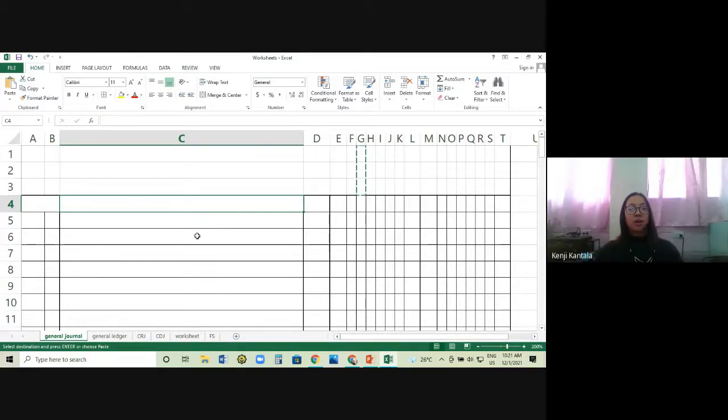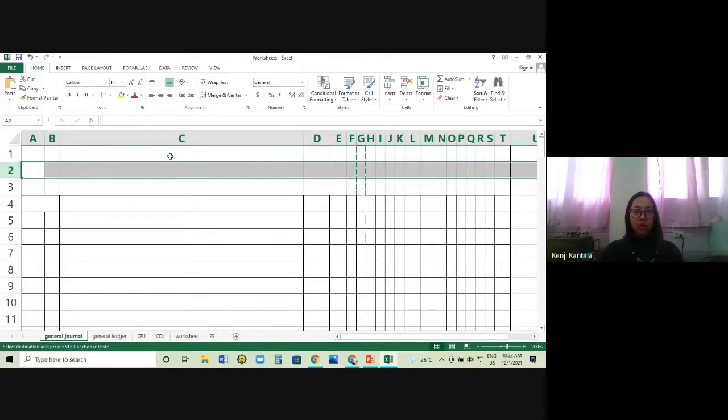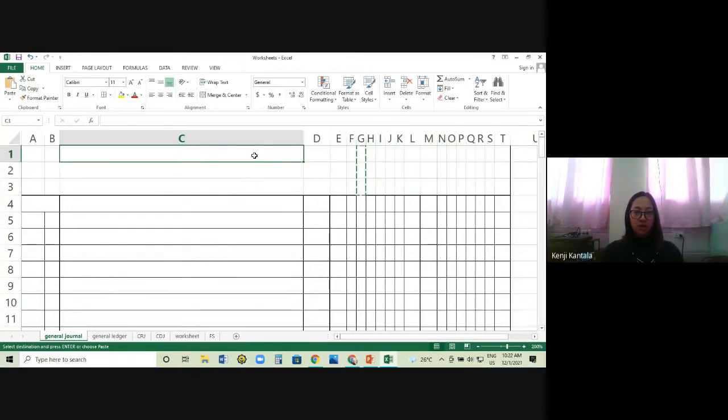Thank you. Okay, sige. So, dito, there are 3 vacant rows sa topmost part ng ating journal. So, the first row here, the highlighted one, this is for your business name. And then, yung second row, dyan mo isusulat kung ano yung journal na yan. So, for our case, this is our general journal.